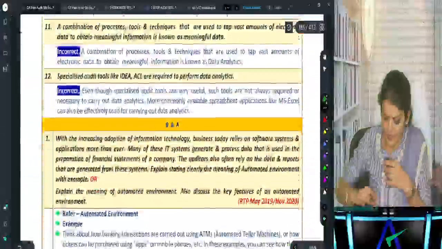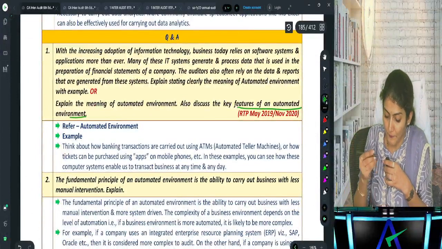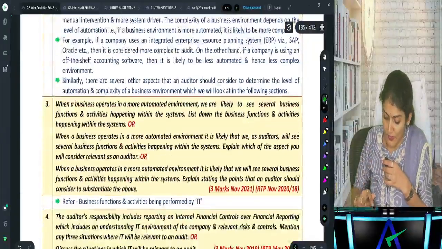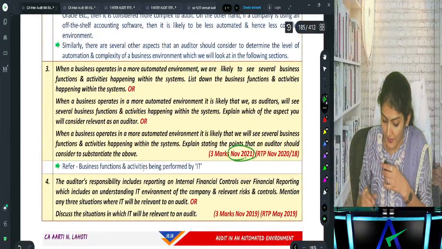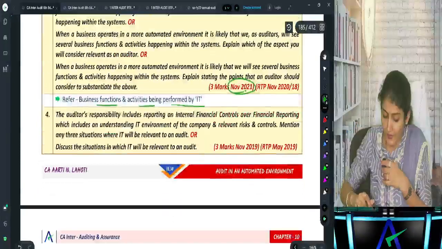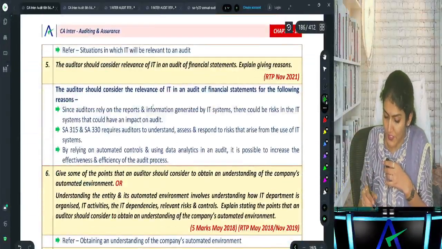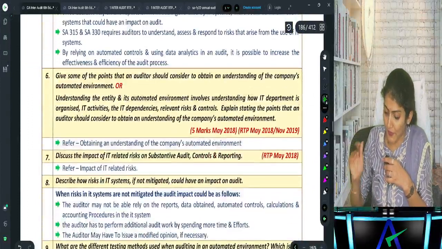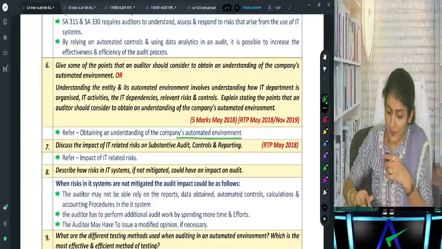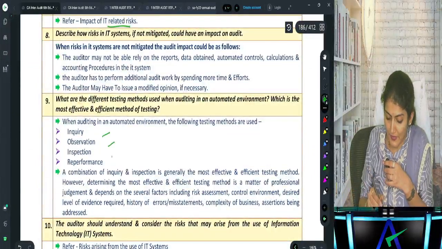Are you getting that? So what are the questions over here? What are the key features of an automated environment? The fundamental principle of an automated environment. Then this question asked in your exam: business functions and activities being performed by IT. Then situations in which IT will be relevant to an audit. Situations in which the auditor will consider the relevance of IT, obtaining an understanding of the company's automated environment, then impact of IT related risks. Then what are the testing methods?